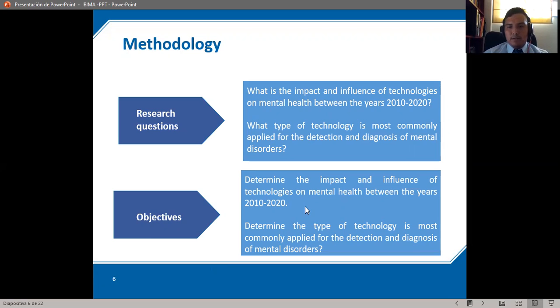Objectives: determine the impact or influence of technologies on mental health between the years 2010 and 2020, and determine the type of technologies most commonly applied for the detection and diagnosis of mental disorders.